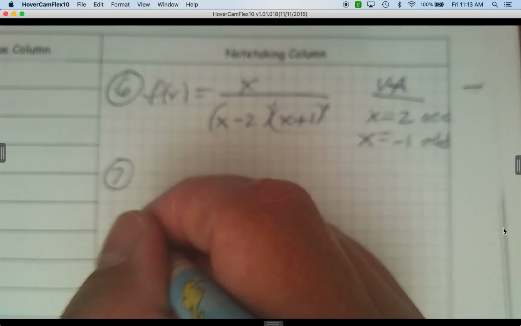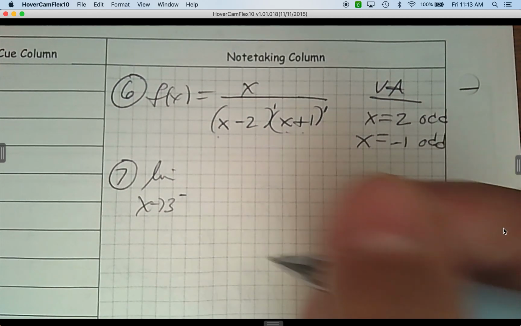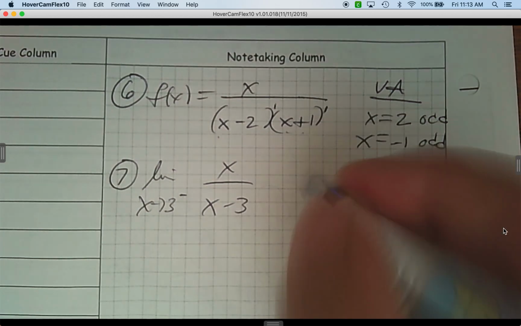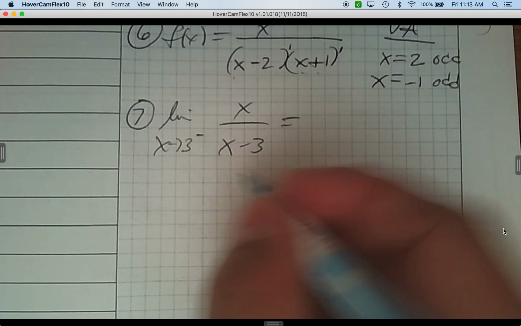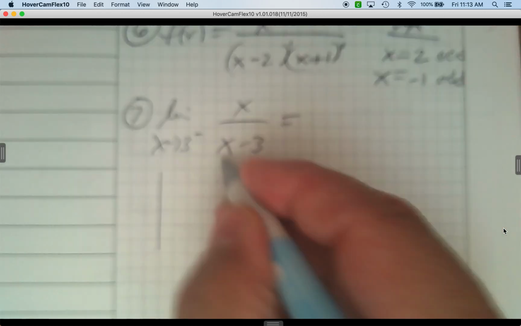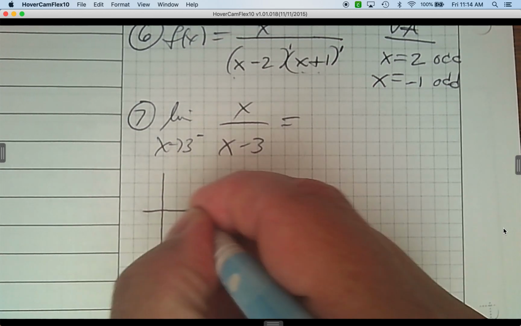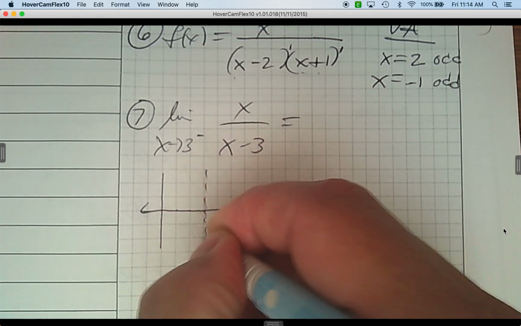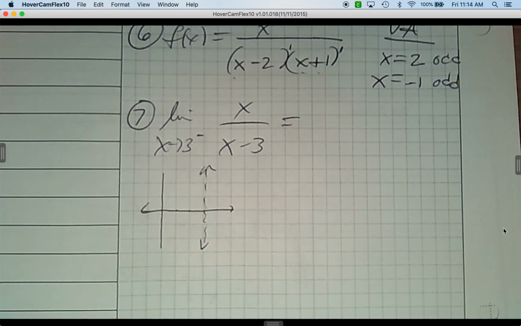Number 7. Without using a calculator, find these limits. The limit as x approaches 3 from the left of x over x minus 3. If I want to know this, I need to understand where the vertical asymptote is. So what makes the denominator 0 here? There's nothing removable, and it's at 3. So at 3, we have a vertical asymptote.